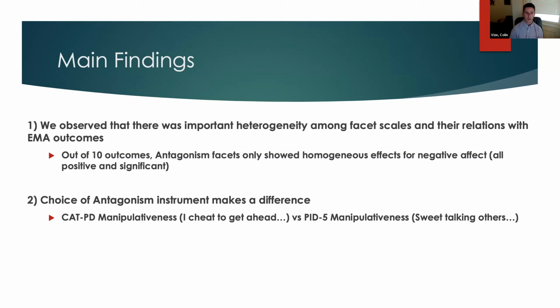And the instrument also makes a difference. Even subscales that have shared names can get at slightly different content, and that can affect the relationships with outcomes. So for these two, the manipulativeness scales show different relations with positive affect based on slightly different content in those scales.